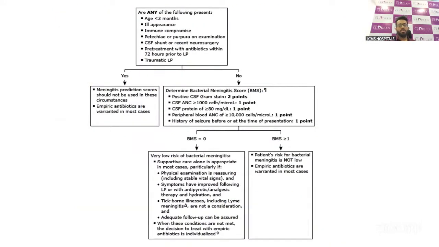So this is a short algorithm on how to treat acute bacterial meningitis. If the child is less than 3 months, ill appearing, immunocompromised, has petechiae or purpura on examination, or there's a recent history of surgery, and you're suspecting meningitis with high prediction scores, empiric antibiotics should be started immediately.